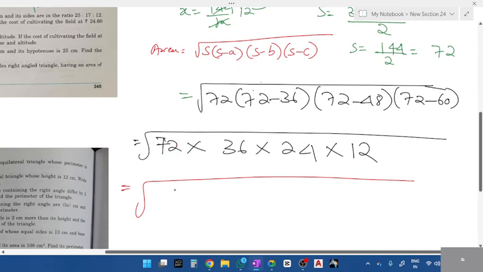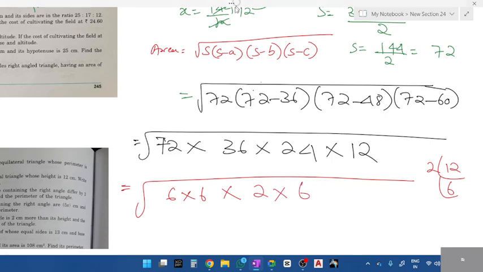36. So split it as 6 into 6. Directly you can write it as 6 into. Which one is less, students? 72, 24 or 12? Which is less? 12. Take 12. What do you get for 12? 2 into 6. Okay, 2 into 2 into 3. If not, I'll do one thing. I'll just write 2 into 6.